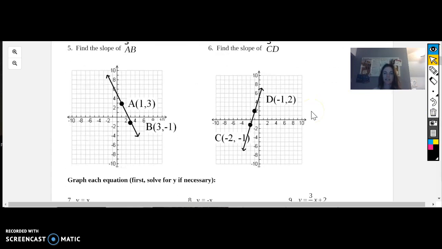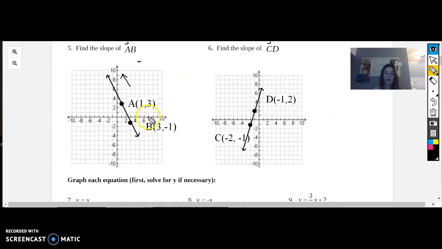The next kind of set of questions asks us to find the slope given a graph. Okay, so I am going to choose number 5. And the one thing that I can tell right off the bat for number 5, because my line is leaning this direction, I know that I'm going to have a negative slope. So whatever I calculate, I want to make sure that it's negative. That's one way I'll know I've done my calculation wrong. This line here on number 6 is going to be positive because it's leaning to the right.